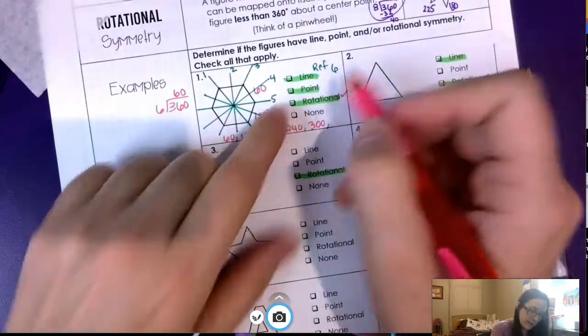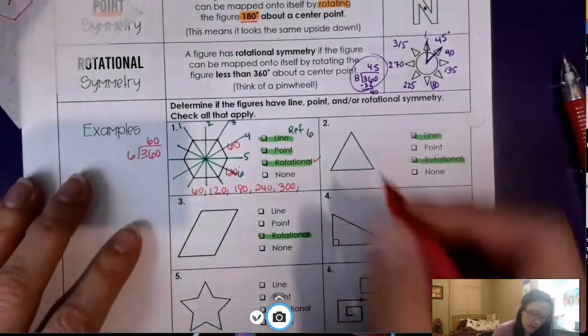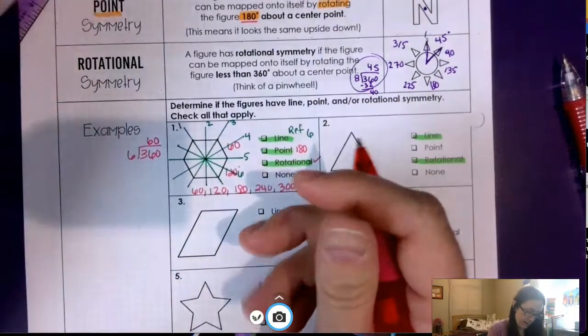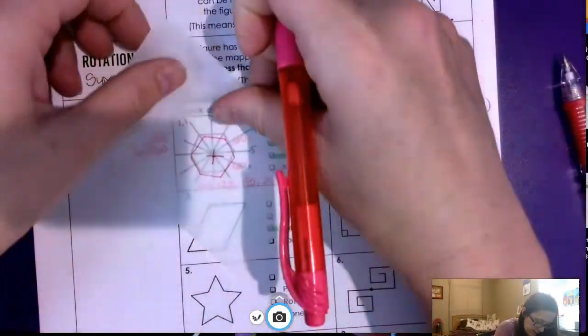Now, point symmetry was specifically 180. So did it work at 180? Yes, it did. You can see right here, let's say we start right here. Not at 90, but at 180 right there, yep, it did land back on top of itself at 180. So 180 does work.